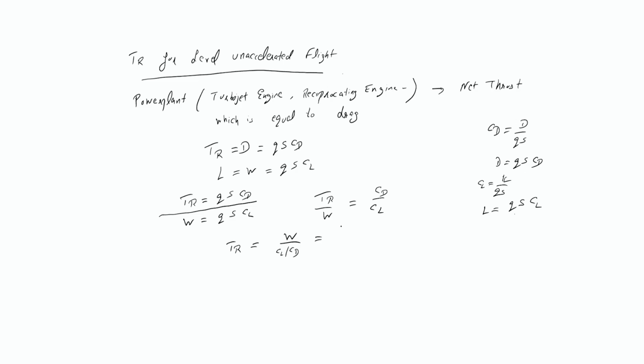Okay, or W upon L upon D. So this will be the thrust required for maintaining straight and level, unaccelerated flight. L equals W, thrust equals drag. So given the weight, you can easily find thrust required equals W upon L upon D. This L upon D is called aerodynamic efficiency.